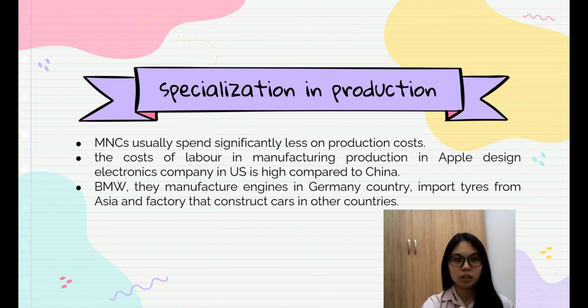Specialization in production. MNCs usually spend significantly less on production costs. They build manufacturing plants and help firms split production into different countries. For example, the cost of labor in manufacturing production in the US for Apple, an electronics design company, is high compared to China. So for the manufacturing, they make it in China. Another example is BMW. They manufacture engines in Germany and import tires from Asia, and they construct the car in other countries' factories.